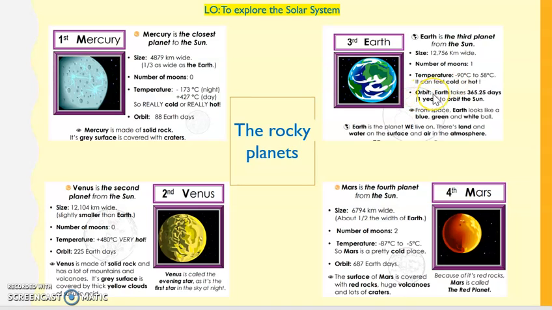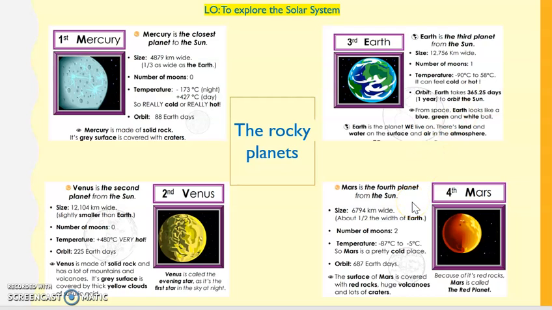So it takes the Earth 365.25 days to orbit the sun. That's 1 year. 1 day on Earth lasts 24 hours, and about 3/4 of the Earth's surface is covered in water. The atmosphere on the Earth protects it from the rays of the sun.